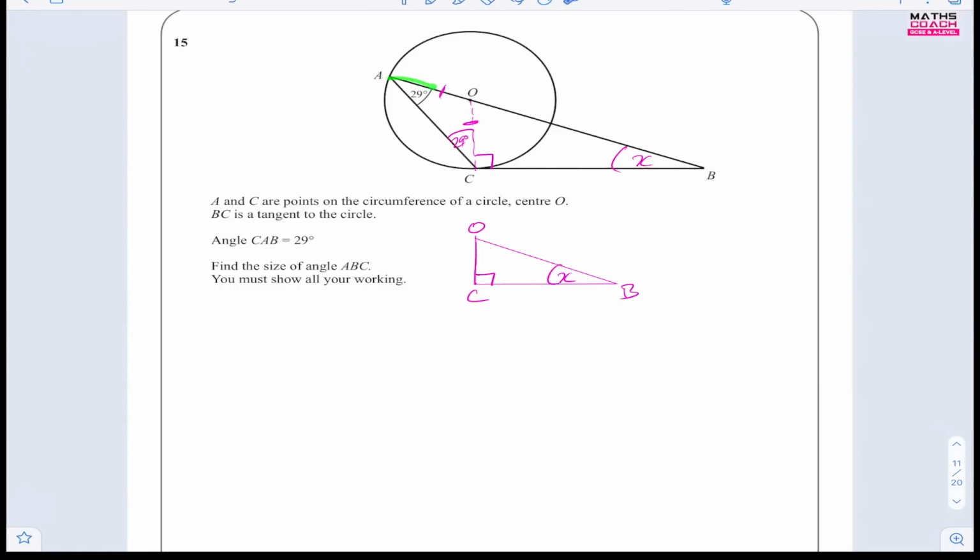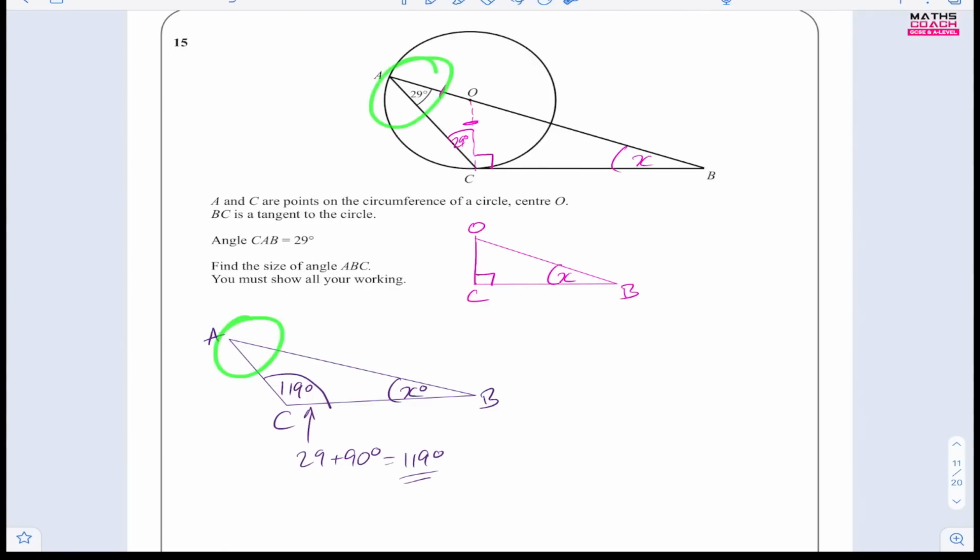So let's now draw this larger triangle out. So we have A here, we have B here. This is our X that we are trying to find. We have C here. We know that all of this is simply all of that. So it's going to be 29 plus our tangent, which is 90. So this angle right here is going to be 119 degrees because it's going to be 29 plus 90 degrees. We also know that this is 29 degrees, so this is 29 degrees as well.